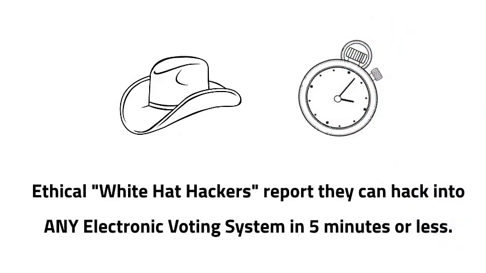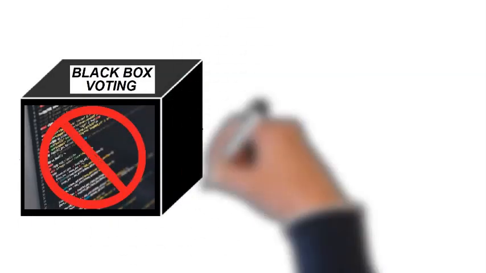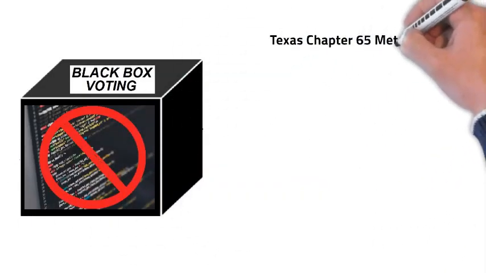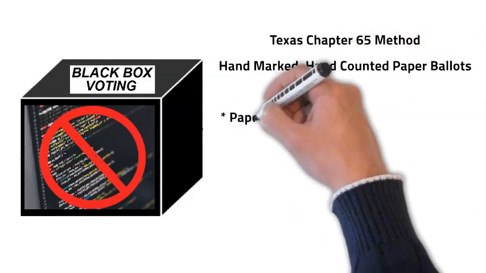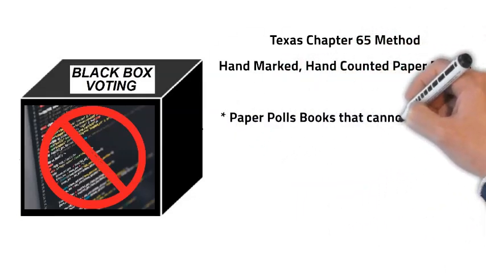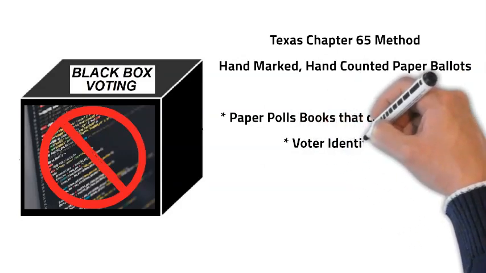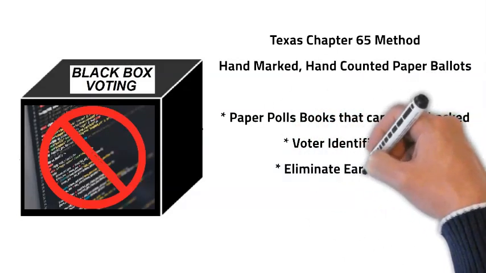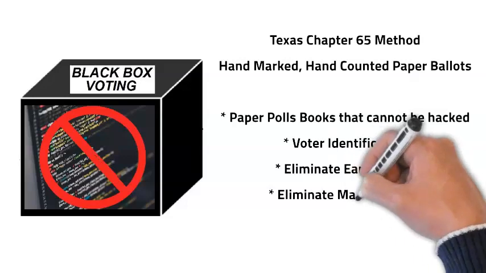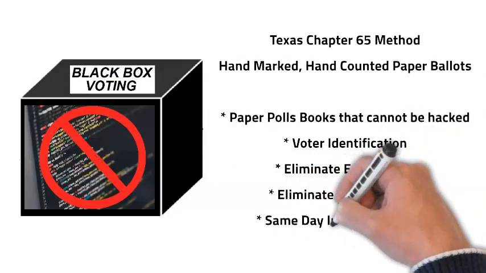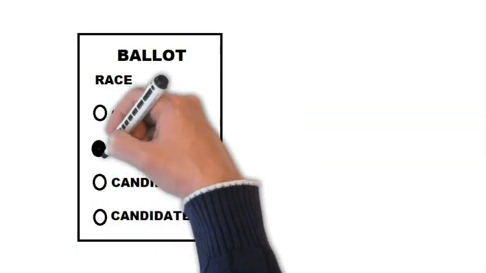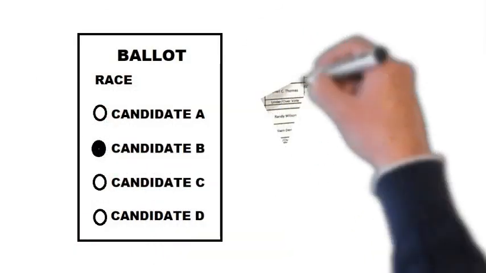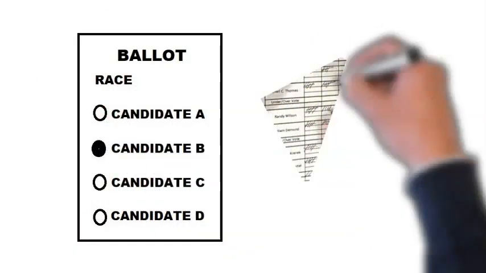As the public is becoming increasingly aware of the vulnerabilities of electronic voting systems, many are urging county commissioners to abandon those systems, go to paper poll books that cannot be hacked, eliminate early as well as mail-in voting, and perform same-day, in-precinct voting, as they return to the standard Texas Chapter 65 method as the only way to protect vote integrity. Election Day in-person voting is the best way to minimize bad actors from predicting voter trends ahead of time using mail-in and early voting data.